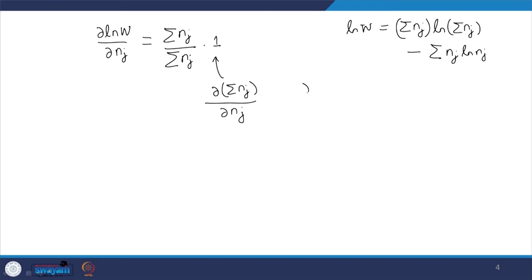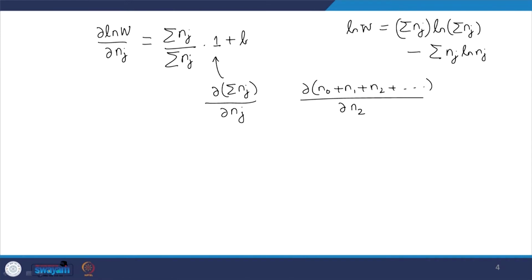Just for example sake, let us say if you have the summation written like this, and if I want to find derivative with respect to n2, that is I am doing this for j equal to 2. In that case the derivative of n naught with respect to n2 is 0, derivative of n1 with respect to n2 is 0, only the derivative of n2 with respect to n2 is equal to 1, and therefore, we have a 1 there.